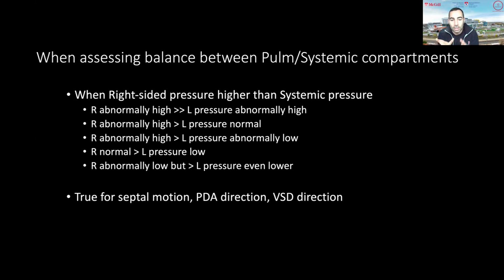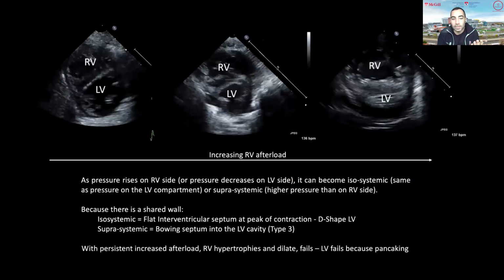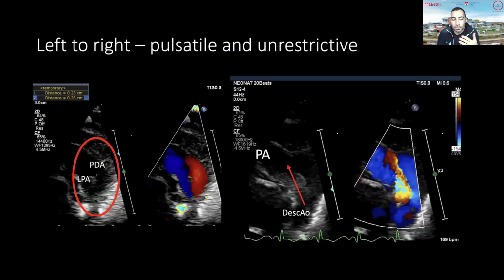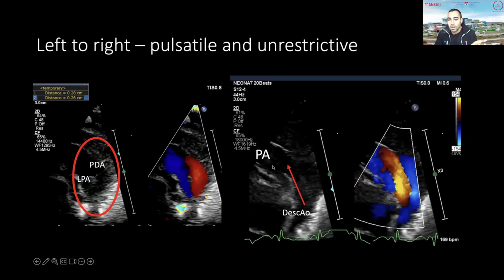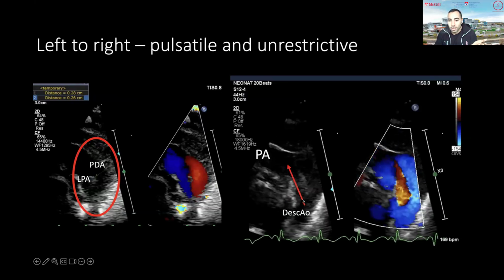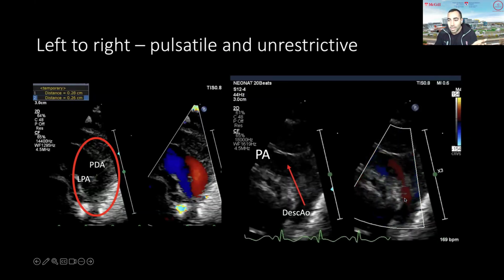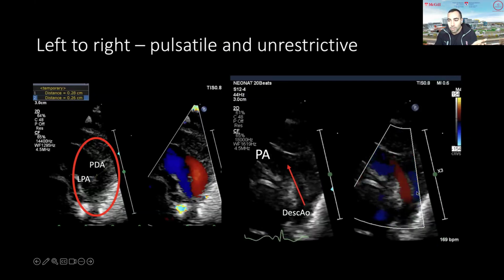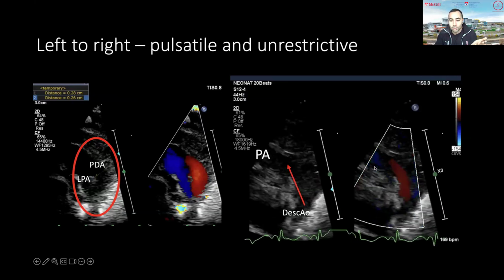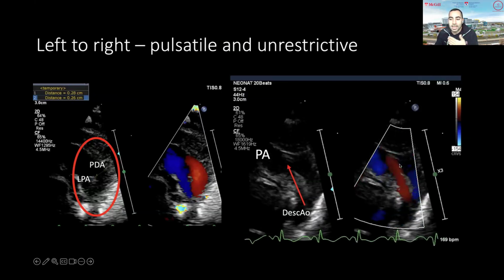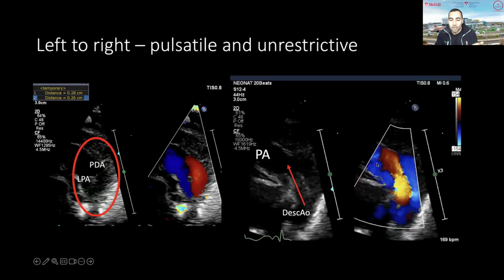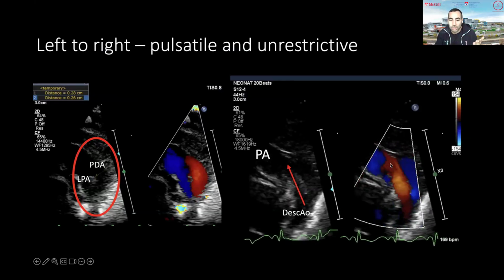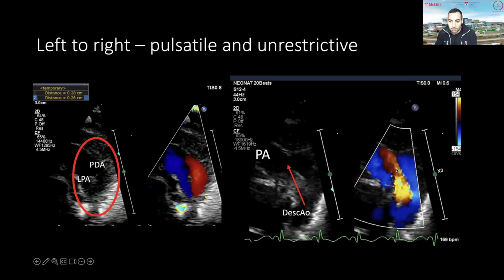It's true for VSD direction. It's true for PDA direction. So why PDA direction? Because if you have a duct, it can inform you on the relationship between the pulmonary and the aortic end. So if I see this is a pulmonary artery, aorta, ductus arteriosus, this is red, meaning coming towards the probe. So it's coming from the aorta and feeding into the pulmonary artery. So here I can assume that my SVR is likely higher than my PVR because I get complete left to right shunt. So it's feeding into my pulmonary artery.